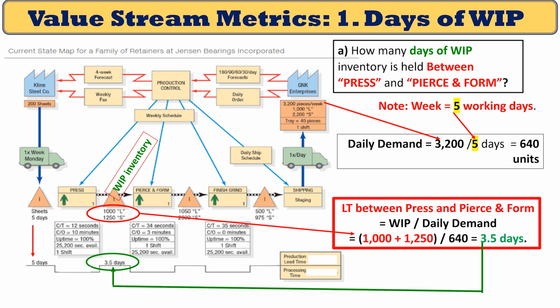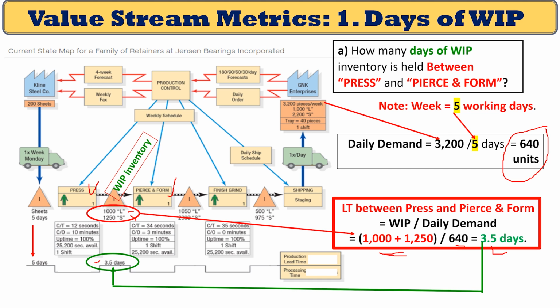We need to remember the daily demand, which is 640. For the first one, between the press and the piston form, we see that we have our WIP, or inventory. We sum up the large 1,000 plus the small 1,250, and we divide the total by our daily demand, and we have 3.5 days. We report that information here on top of the time ladder.